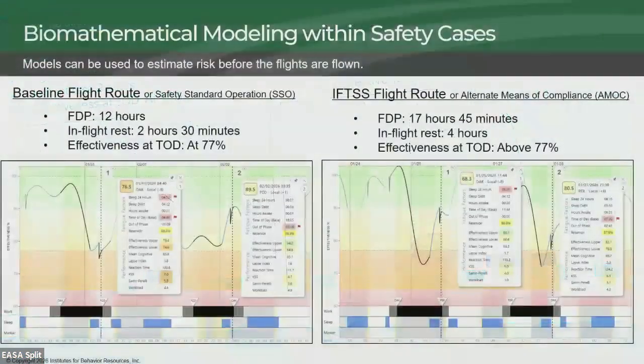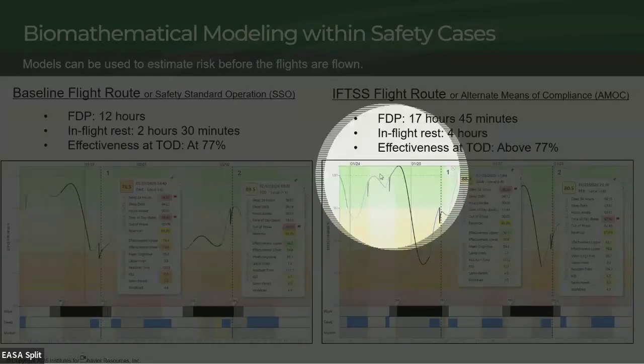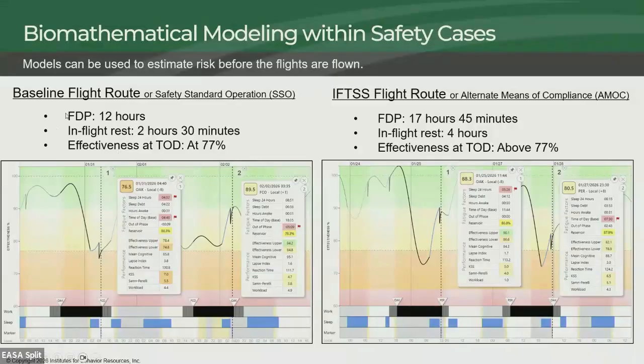And then this is where the biomath comes in, because you can't collect data on a flight that you aren't allowed to operate yet. So this is where biomathematical modeling gives you tools to say, what are the differences between this baseline flight, or you may see it safety standard operation, SSO, that's the more American version, and versus your AMOC flight or your IFTSS flight route. So in this case, our SPI that we're using is safety fast effectiveness, where 77%, if you are below that effectiveness, it's considered a fatigue risk. Here we see for the 12-hour baseline flight duty period, they're right at that level. But for our hypothetical extended IFTSS, they're above 77.